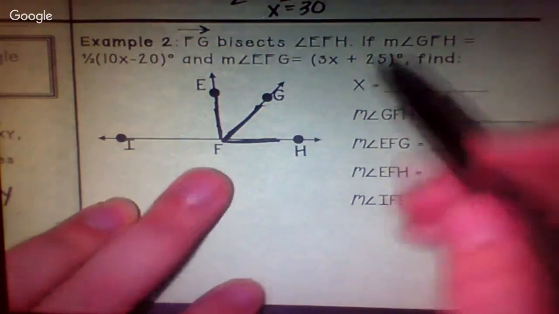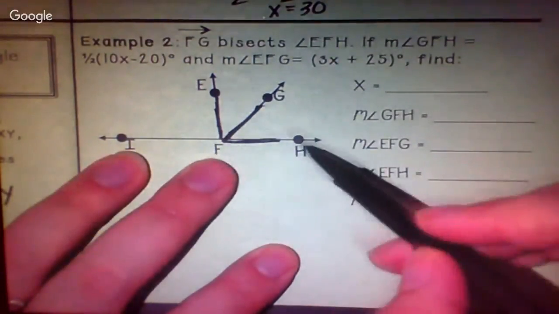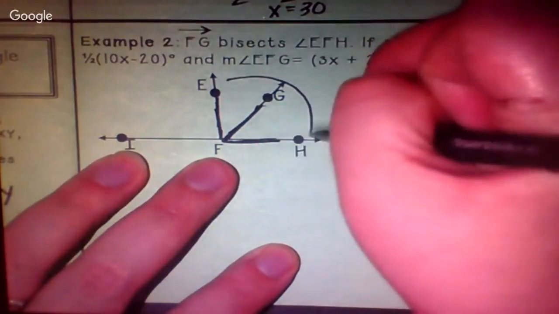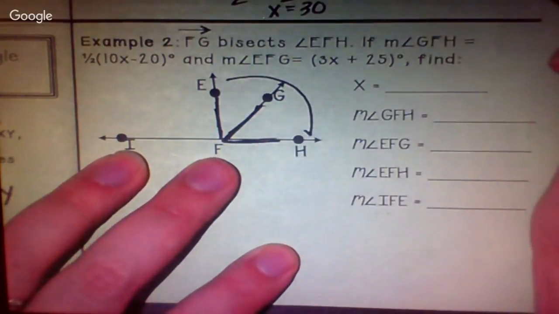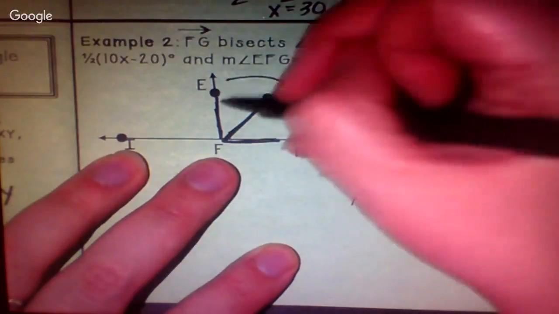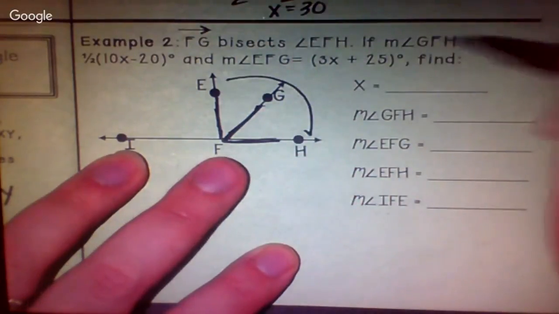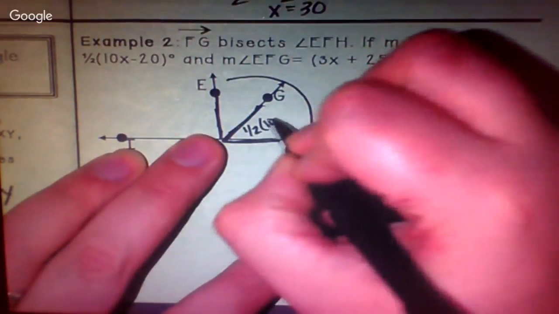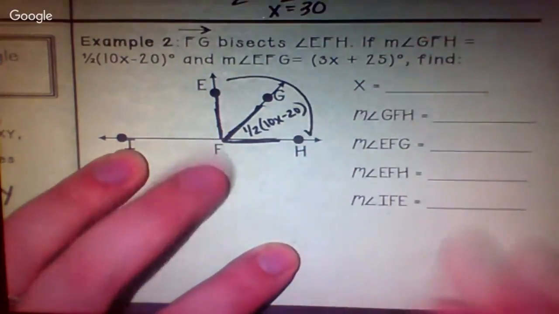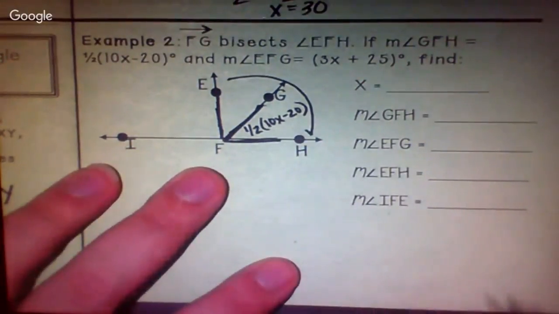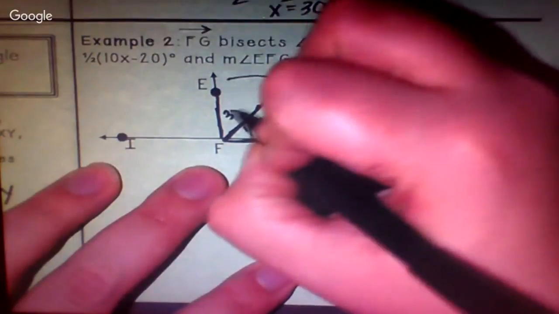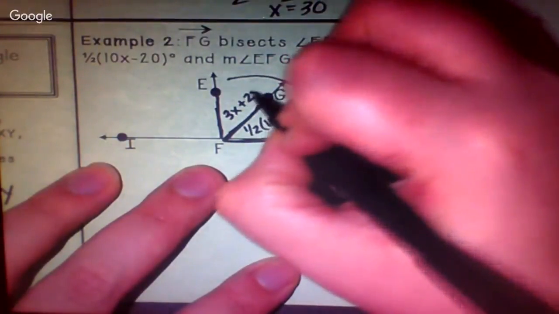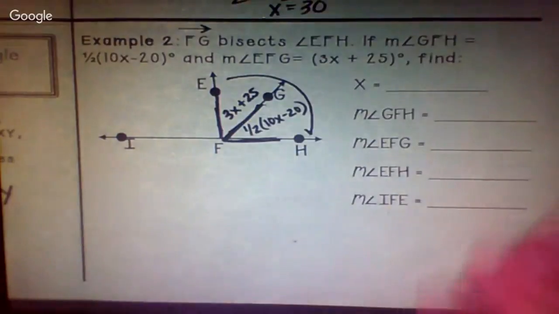So it then tells me angle EFH, this big angle on the outside. This bisects it, so these two pieces are equal. GFH, this little angle in here, is 1/2 10x minus 20. It then tells me EFG is equal to 3x plus 25. So it gives me the two smaller angles.